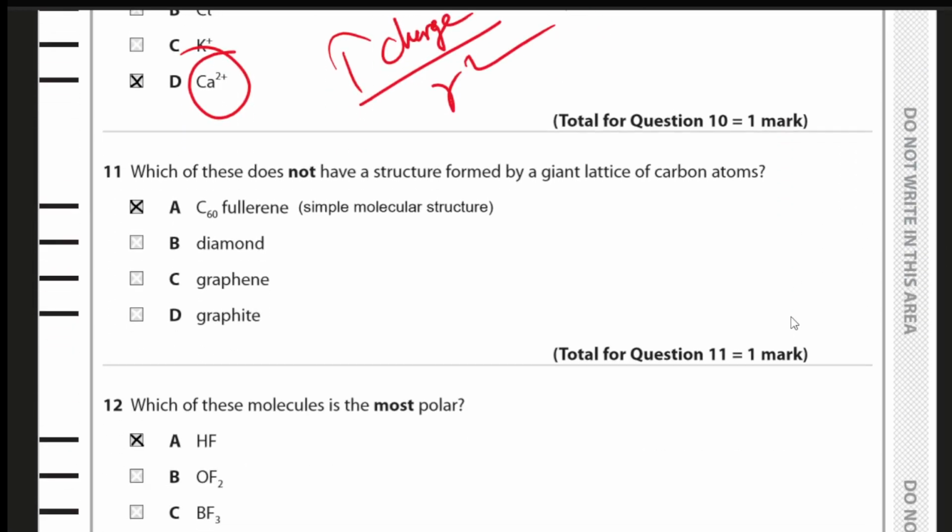Moving on, which of these does not have a structure formed by a giant lattice of carbon atoms? Diamond does, graphene does, graphite does, but C60 fullerene doesn't, because it's the only compound which has a simple molecular structure.